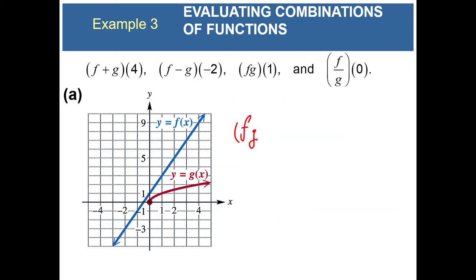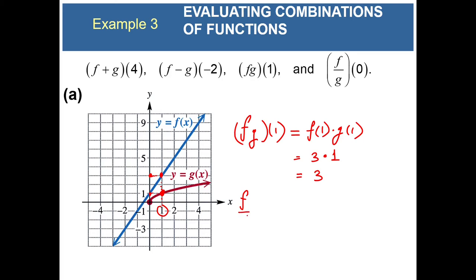F times g of 1 now. Let's find f times g of 1. This, by definition, is f of 1 times g of 1. So we'll locate the function f, and we'll plug in a 1 into it. If I plug in a 1, the output is a 3. So we know f of 1 is 3, and we're going to multiply that with g of 1. If I plug in 1 into the function g, I get the output, or the height, is 1. So f times g of 1 is just 3.